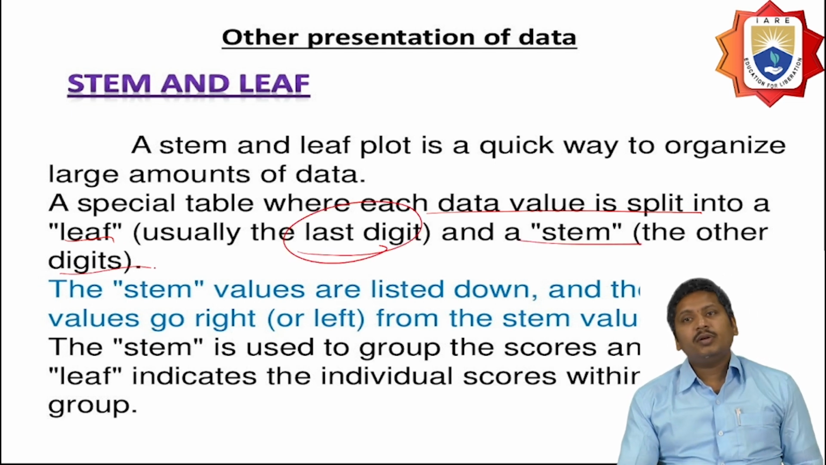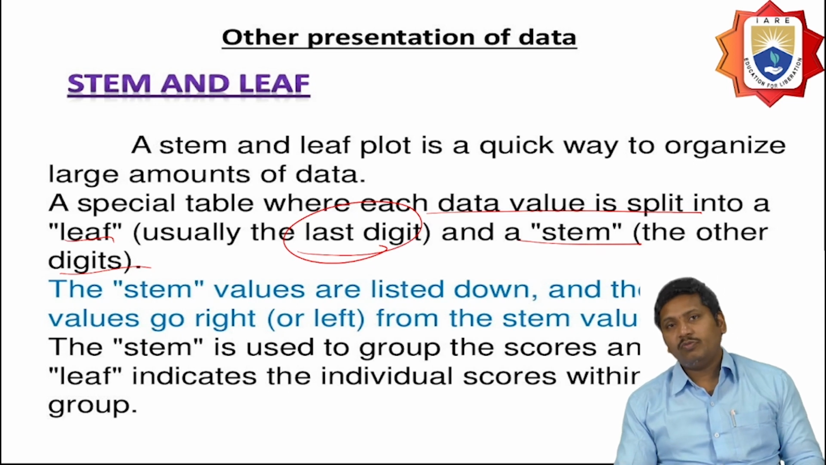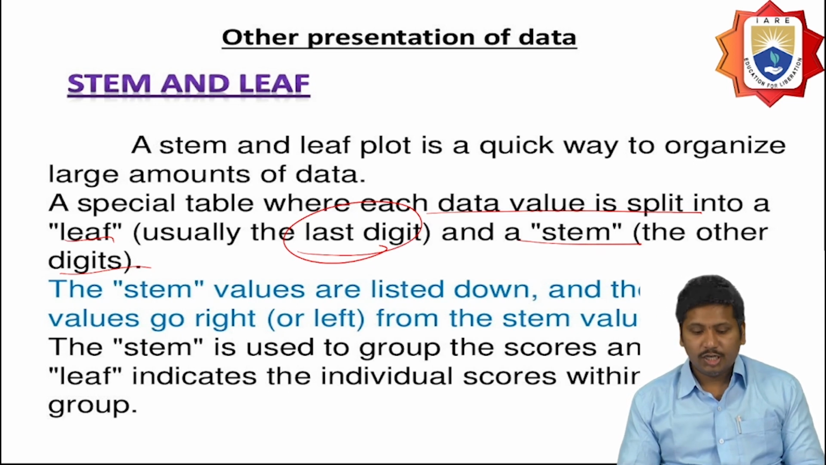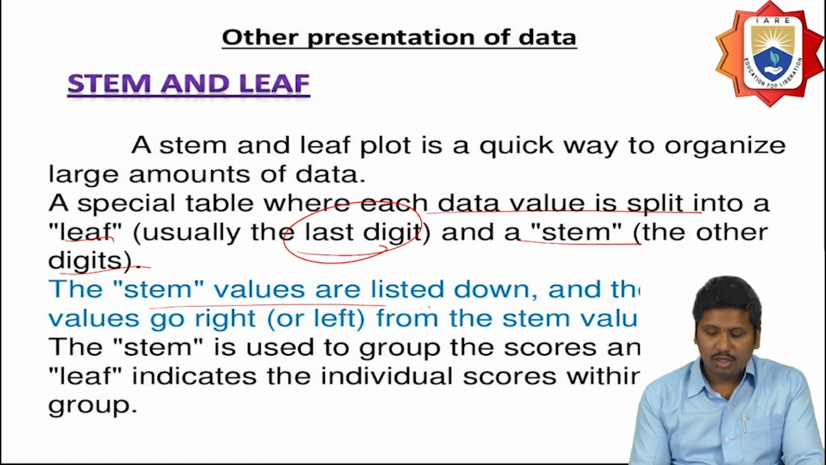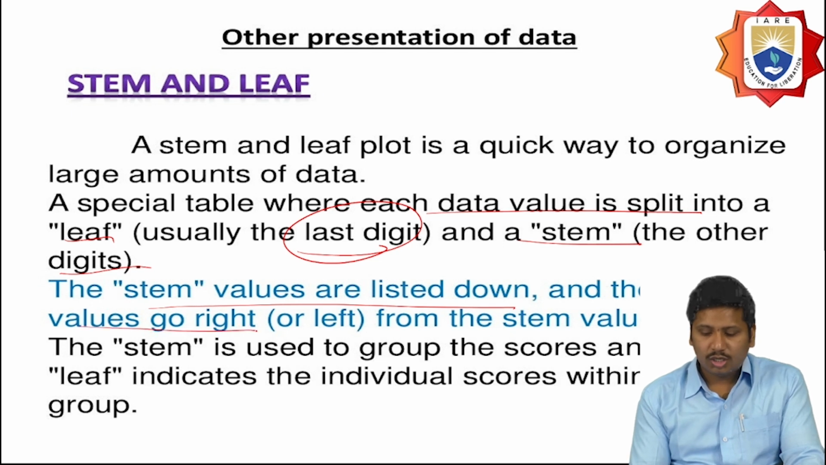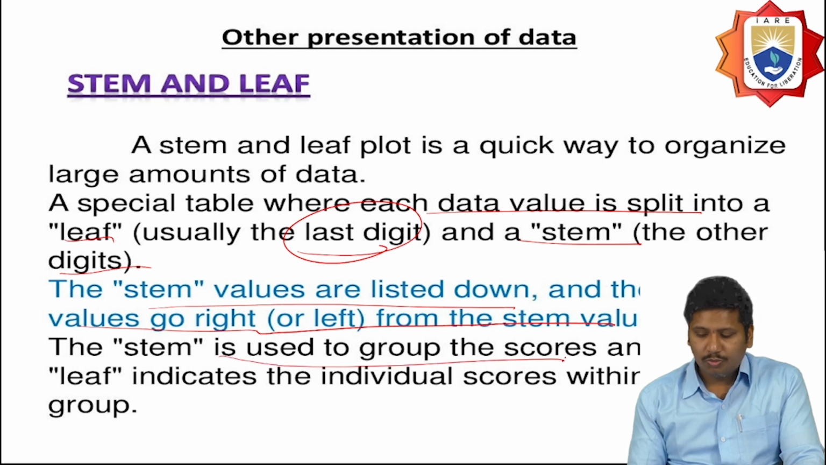So the stem and leaf plot should be very easy to use to represent a large amount of data, and the special table is used where the data value is split into a leaf, which is normally the last digit, and the stem, which is the other digits. So the stem values are listed down, and then values go right or left from the stem value, and the stem value groups the scores and individually the individual scores within the group, right?